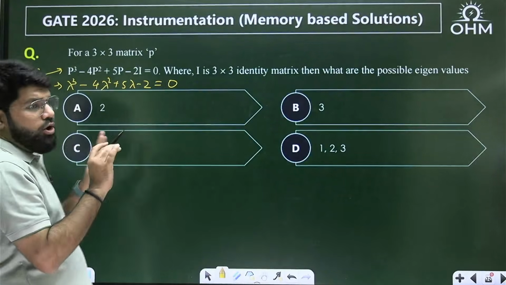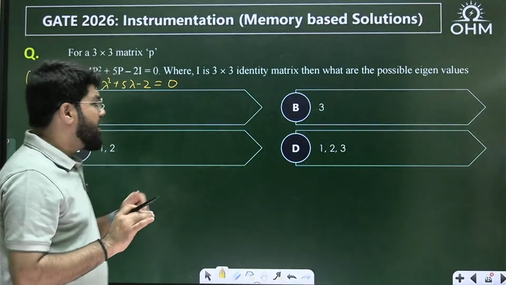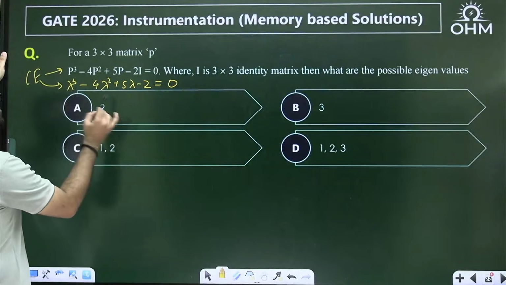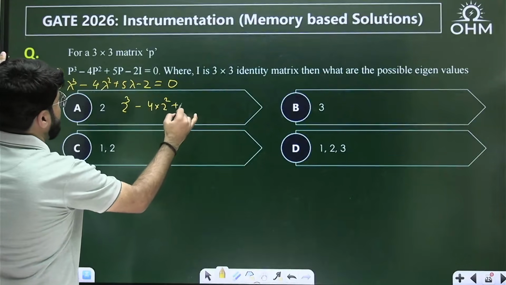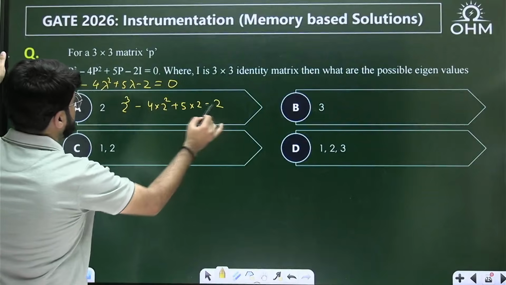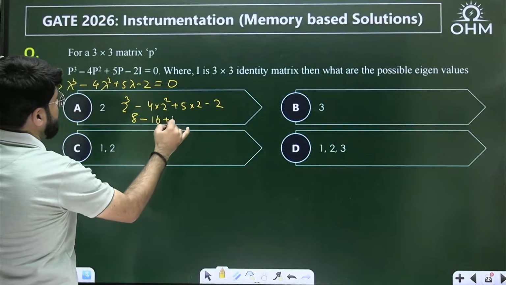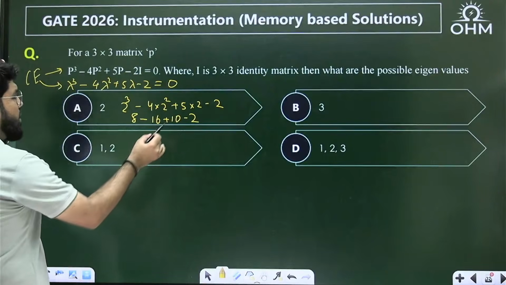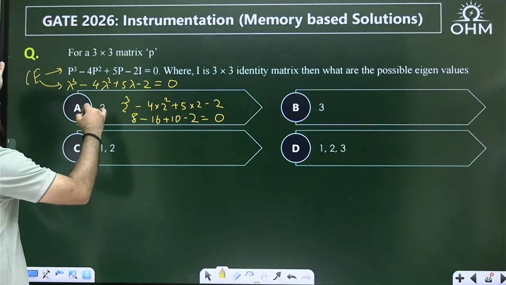If I have to go by options, if this is the only thing given, these are the current options. If there is any correction in the options, you have to tell me. So what is 2 cube minus 4 into 2 square plus 5 into 2 minus 2? How much is it? 8 minus 16 plus 10 minus 2. Total 18 minus 2 is 16, 16 minus 16. Yes, it is satisfying 0. So this looks like a correct answer.